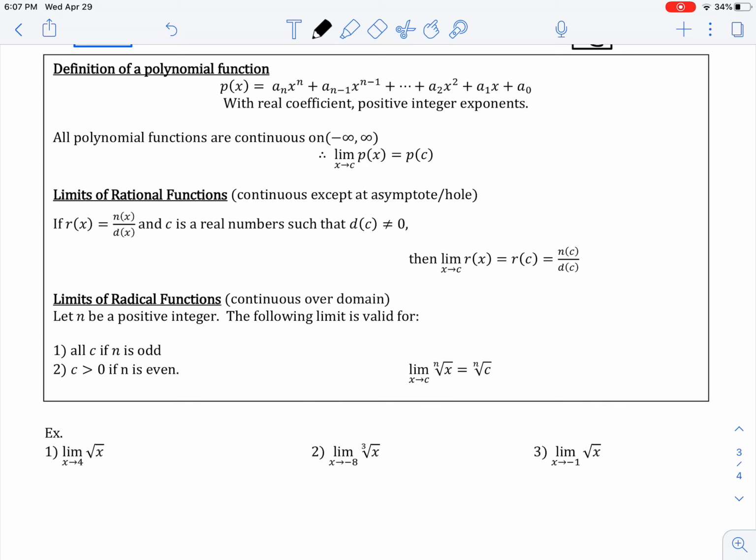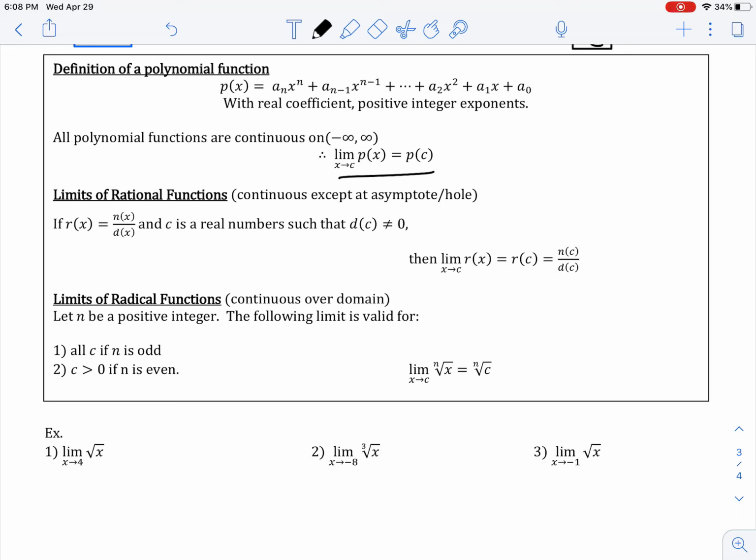I'll spare you a lot of the kind of boring details, but reminder, a polynomial function is continuous over its entire domain. Therefore, direct substitution always applies. Because a polynomial function is always continuous, you can always do direct substitution for a polynomial function. Well, what about rational functions?